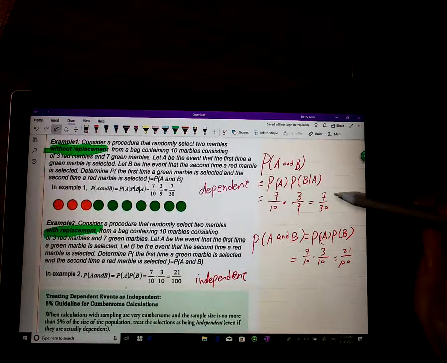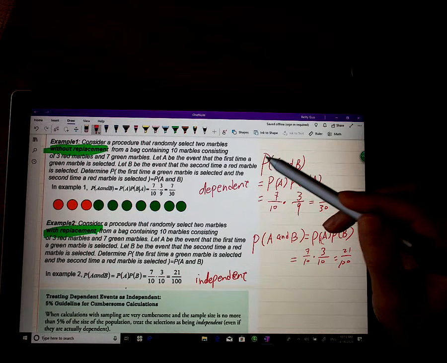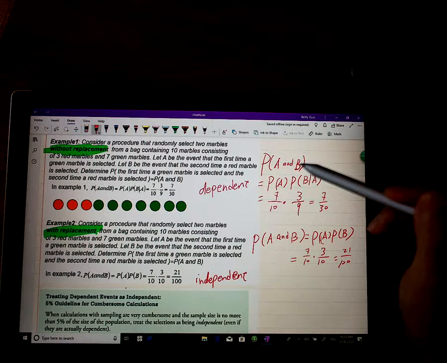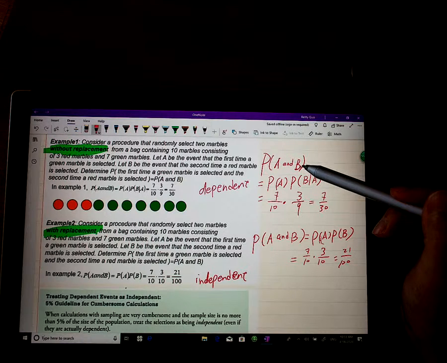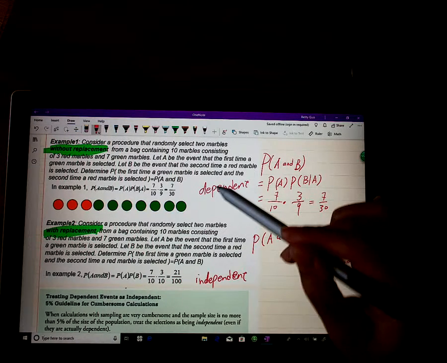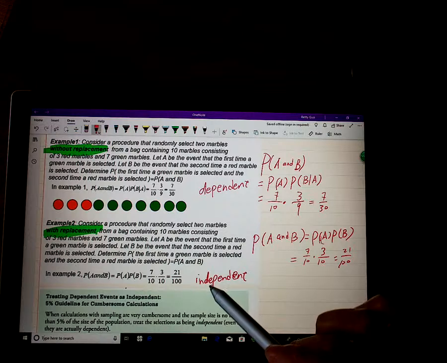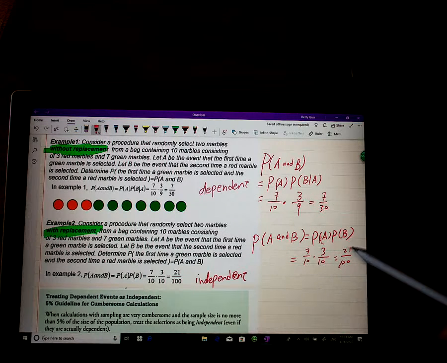So from these 2 examples, we understand how we apply the multiplication rule to compute the probability for A and B. We need to determine are A and B dependent or independent because we have different formulas in the 2 different cases.